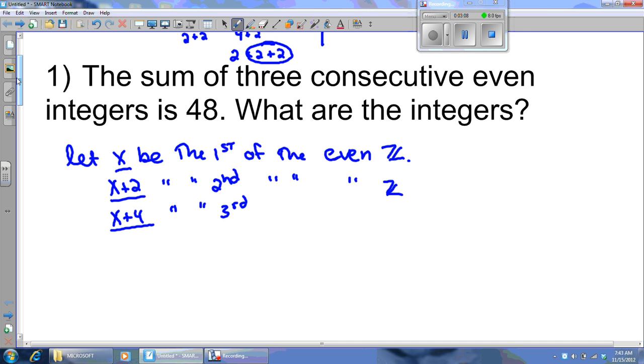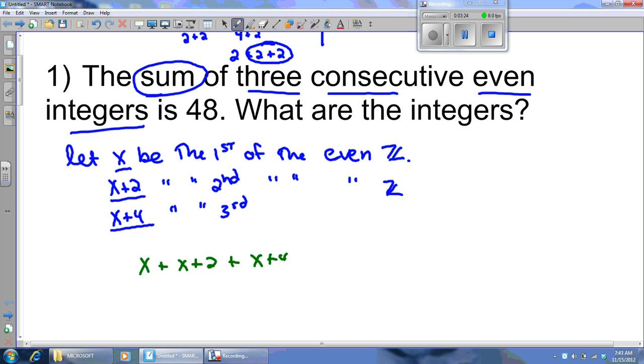All right, so I know the sum, and I see the word sum right here, of the three consecutive even integers. So that means x plus x plus 2 plus x plus 4. Now some of you are going to be tempted to put parentheses in here, and I'm going to say don't do it because they absolutely don't do anything for the problem. They're unnecessary. Do not put unnecessary symbols into your problem. All right. Is, that means equals 48.